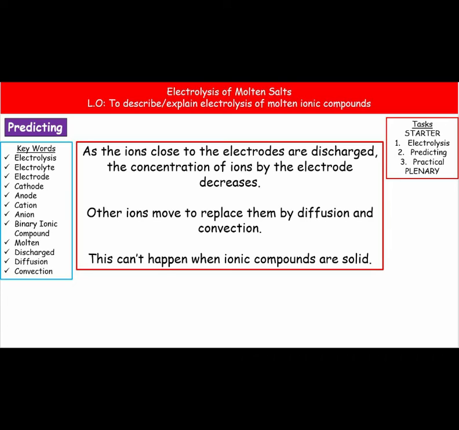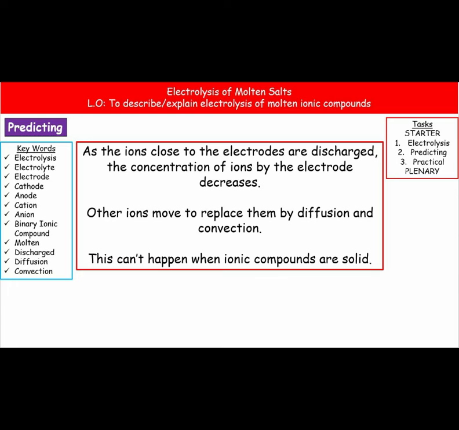Now, the other ions are going to move to replace them close to the electrodes by one of two processes, either diffusion or convection. Hopefully we remember from our biology work that diffusion is the movement of ions from an area of high concentration to an area of low concentration. So they're going to move from where they're in higher concentration to the low concentration area near the electrodes, and then they get discharged.